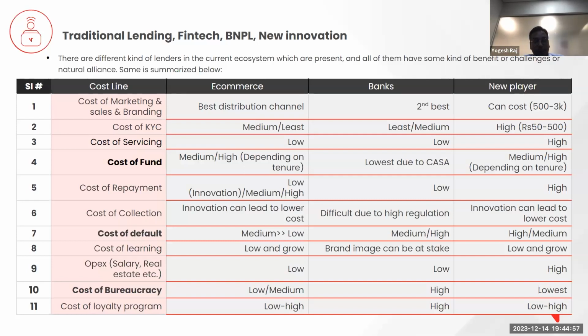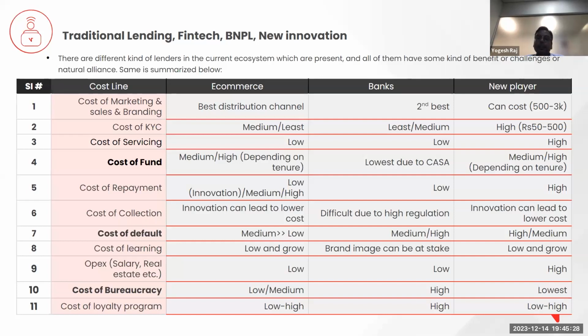Also operational cost. I'm sorry, probably the slide is not properly updated. Point number 9, OPEX at scale is lowest for any fintech player or e-commerce. But for banks, it's very high because they have to open different kinds of physical branches. They have to be present. Money gets involved in all of that.